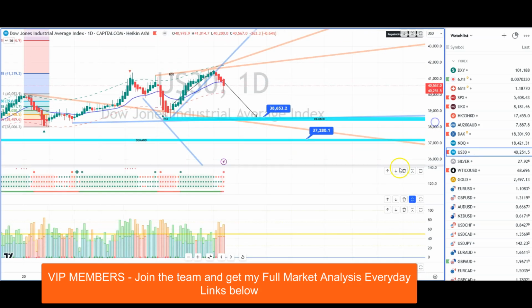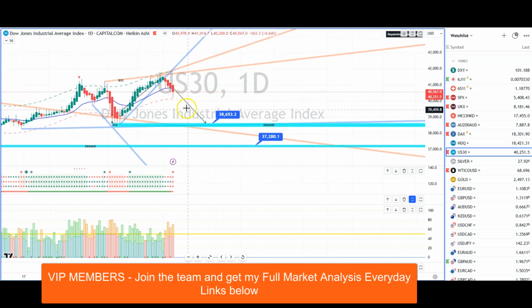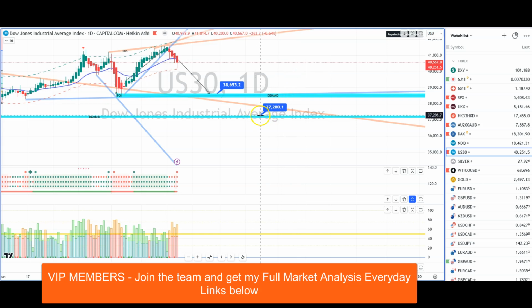US 30, Dow Jones Index, again, all the sellers are in with very high volume and broken the support line, which is the blue line, which indicates further downside to 38.653 and even down to 37.280.